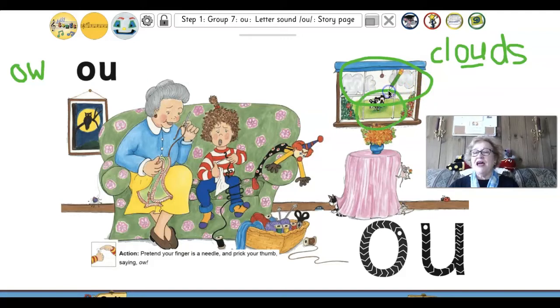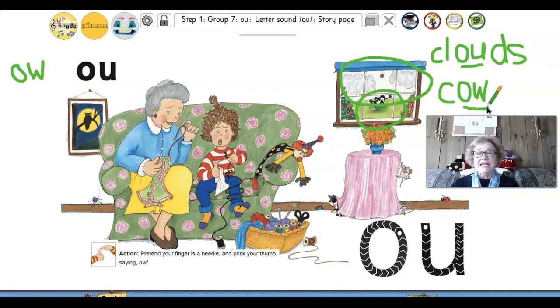I also see something else in this picture. Do you see the cow, the black and white cow? Let's write cow underneath of clouds. Ready? We're going to use OW this time. Cow. So my two letters that are making the ow sound are OW.